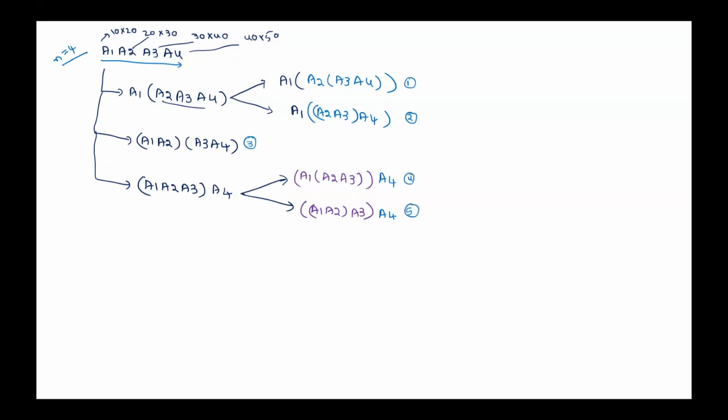Now each one we can call as one combination. How many combinations do we have here? How many possibilities do we have? 5 possibilities. Like that, if we are given n matrices, how many possibilities are there? Brute force algorithm.